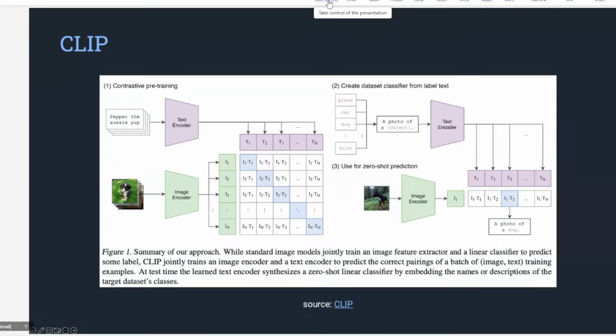So what the CLIP model essentially means here is that among all these classes, in terms of similarity, dog is probably the most similar with this input image.